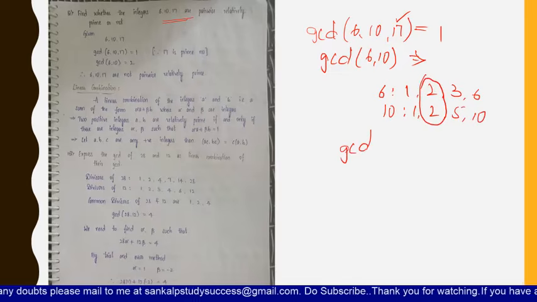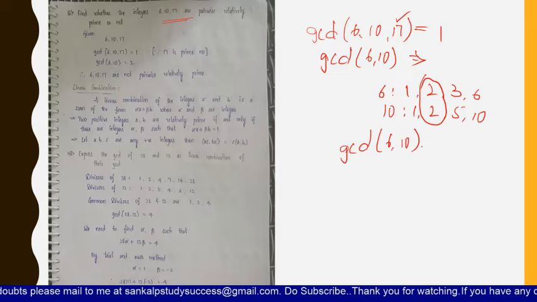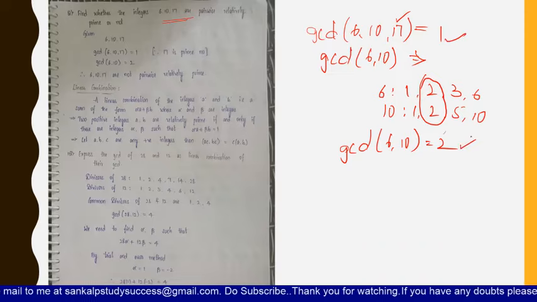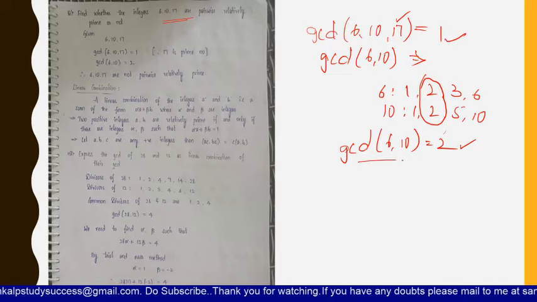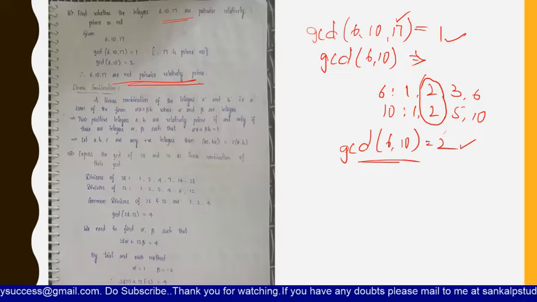GCD of 6 and 10 is 2. So here, for each and every pair, we need to get the GCD as 1. Then only we will say it is pairwise relatively prime. But here, we got the GCD of 6 and 10 as 2. So, 6, 10 and 17 are not pairwise relatively prime. So, this is the important one. You can check it out.